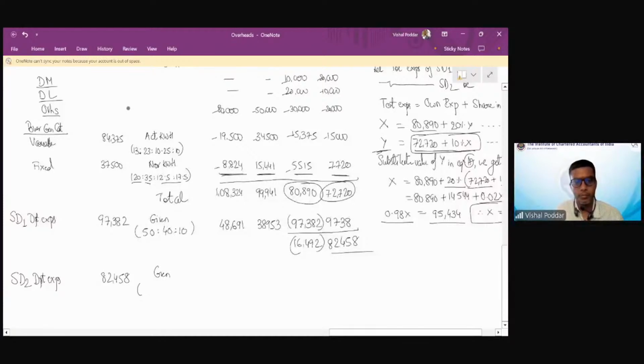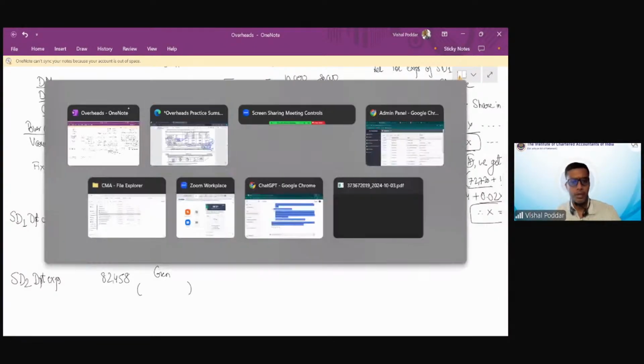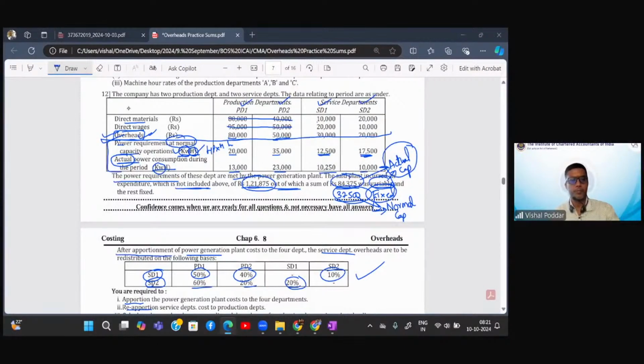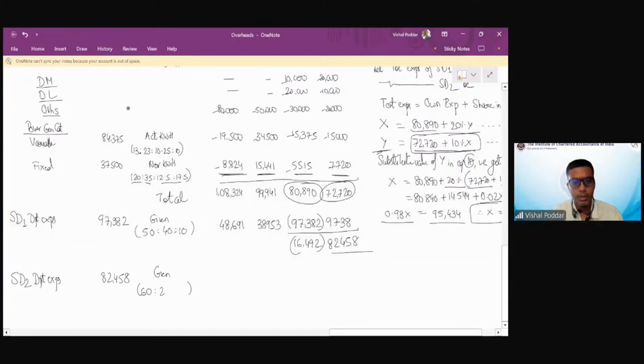Ratio is given. What is the ratio for the second department? The ratio is 60-20-20. 60, 20, 20. So 82,458. 49,474. $16,492. Yes, Manvi.